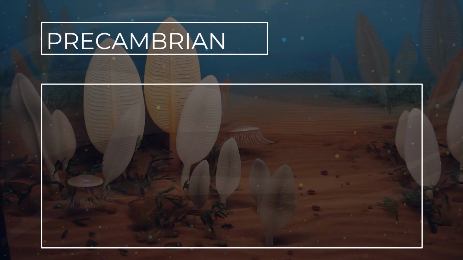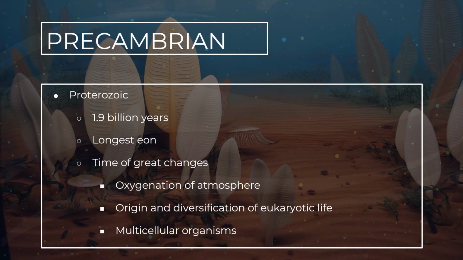Next, we have the Proterozoic eon. The Proterozoic eon lasted for around 1.9 billion years, and it was considered the longest eon, almost half of the age of Earth. It was the time of great changes: oxygenation of the atmosphere, origin and diversification of eukaryotic life, and appearance of multicellular animal life. More diverse forms of fossils, such as shell-bearing organisms, have been found in sedimentary rocks.